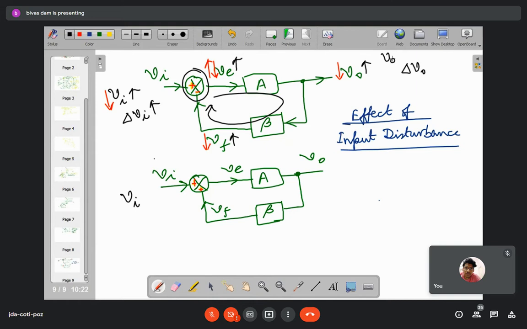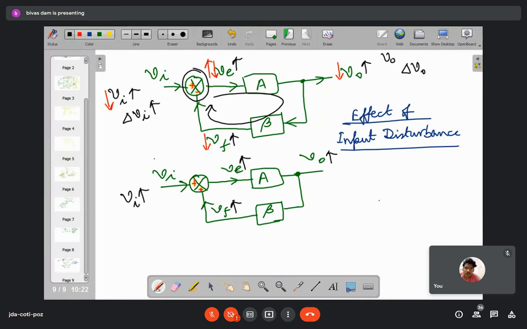Now let us come to the second part, the second topology. If there is any increasing disturbance in VI, what will happen to VE? Increase. What will happen to V naught? Increase. What will happen to VF? Increase. What will happen to VE? Again increase. That means the way the feedback has been implemented, any increasing input disturbance will go on increasing in an unbounded manner. The output will go on increasing.